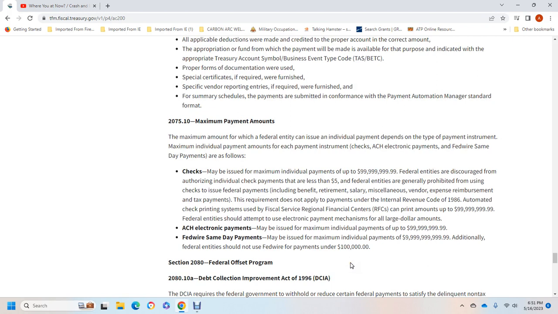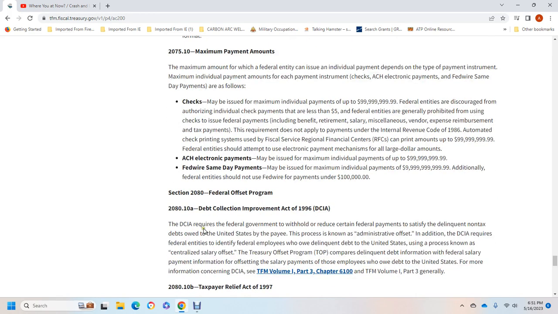Section 2080, Federal Offset Program, 2080-10A. The Debt Collection Improvement Act of 1996 requires the federal government to withhold or reduce certain federal payments for delinquent non-tax debt owed to the United States, a process known as administrative offset.